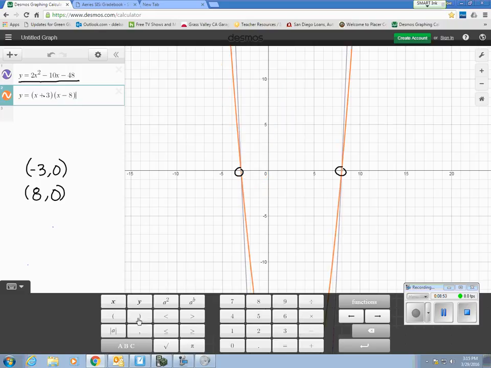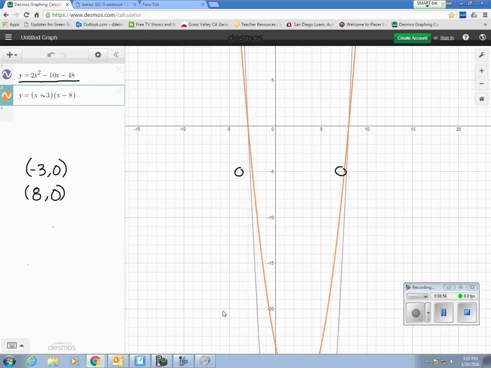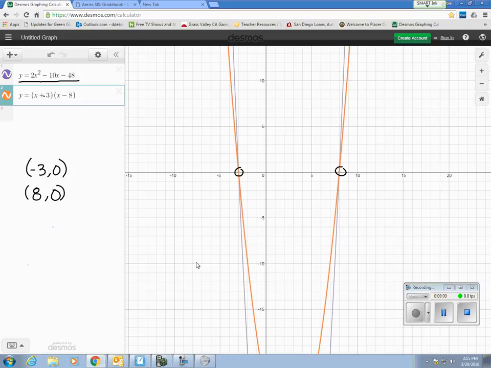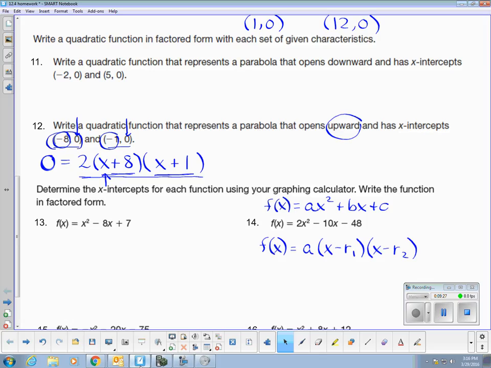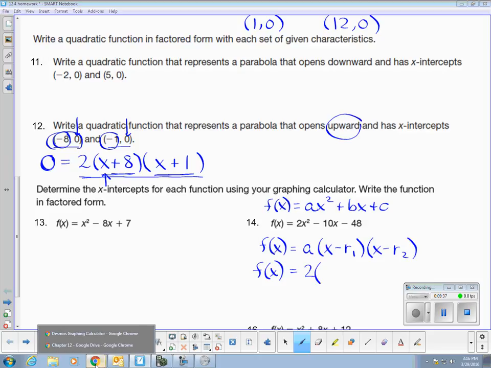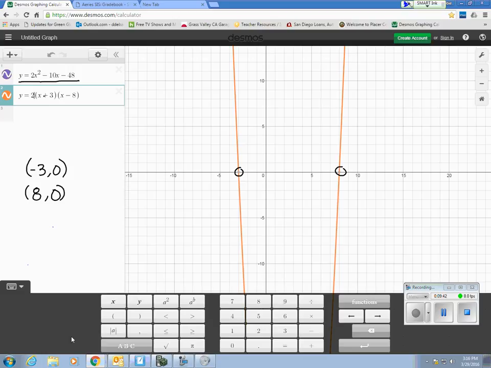But what I notice is that the graphs are not exactly the same. They're close, and they do have the same x-intercepts, but in my original equation in standard form, I noticed that there is a greatest common factor of 2. You'll notice the leading coefficient is also 2 from the 2x squared. So I need to place 2 for my value of a in order for the graph in factored form to be the same as the graph in standard form. So my f of x is equal to 2 times (x plus 3) times (x minus 8).